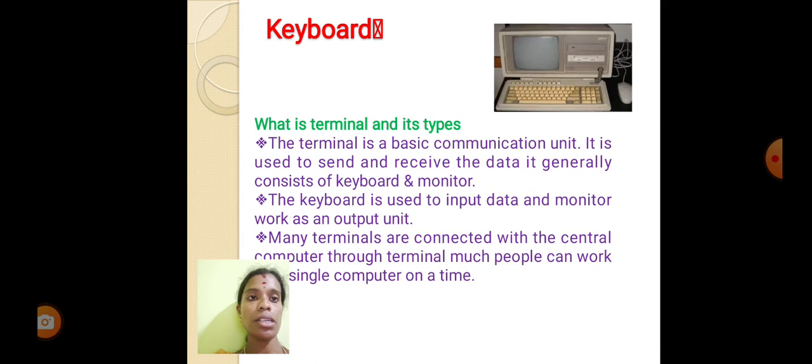What is a terminal and what are its types? The terminal is a basic communication unit. It is used to send and receive data. It generally consists of a keyboard and monitor. The keyboard is used to input data and the monitor works as an output unit. Many terminals are connected to the central computer. Through terminals, many people can work on a single computer at a time.